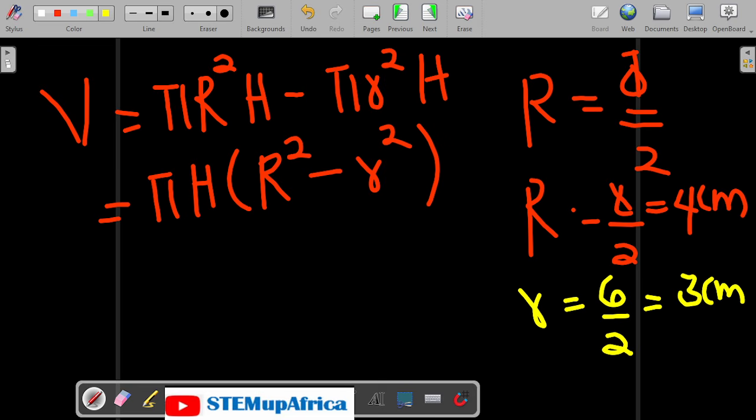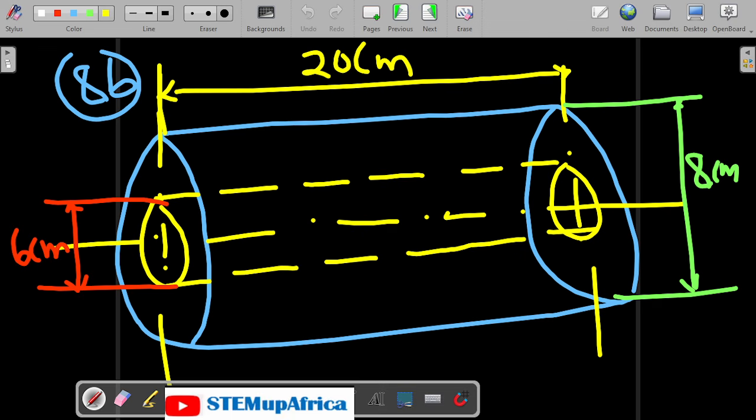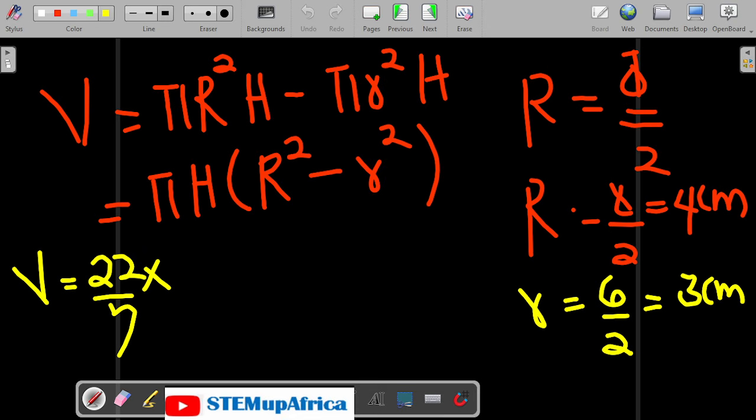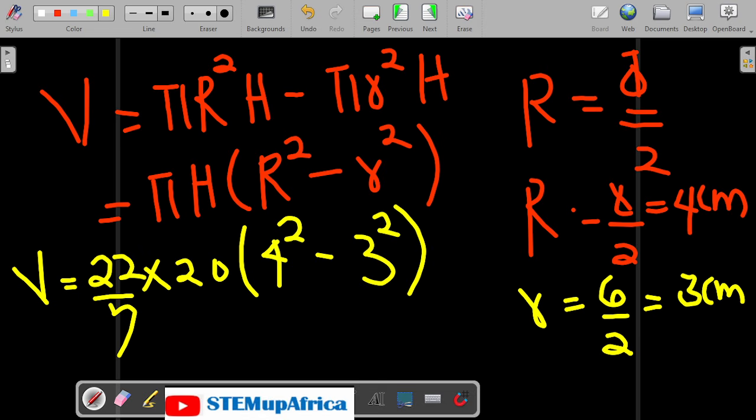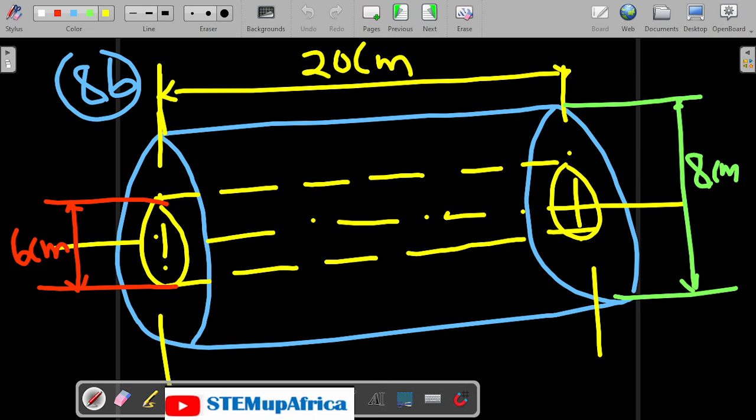With that, I can find the volume of the material now. So V will be 22/7 times the height, the length of the cylinder, which is 20, times brackets 4 squared minus 3 squared. So why are we subtracting? Why are we not adding? Because the hole is creating a gap. That part was machined out from the pipe. The pipe is a hollow material. That's why we are subtracting it.